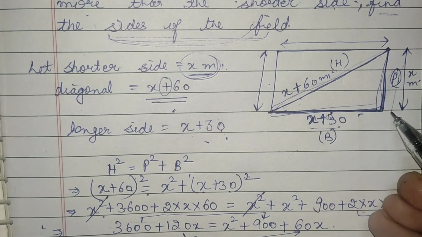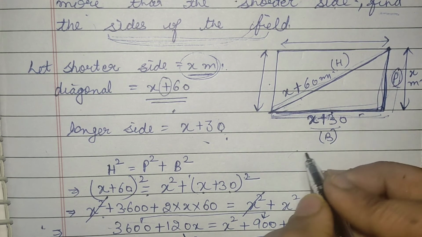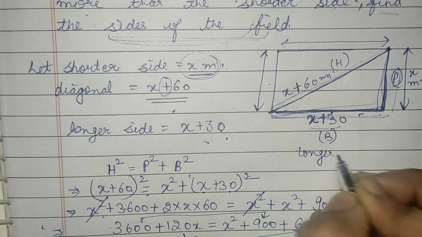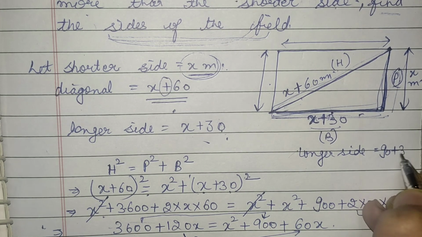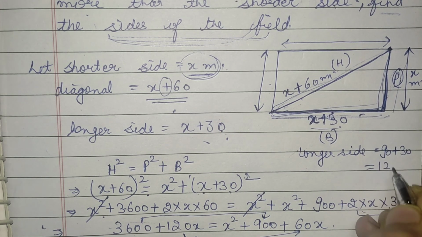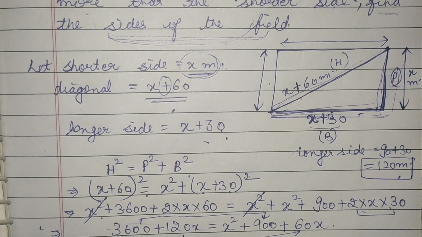Okay. So the shorter side we have found out. We also have to find out our longer side. So what will be my longer side? My shorter side is 90. So my longer side will be 90 plus 30, which will be equal to 120 meters.